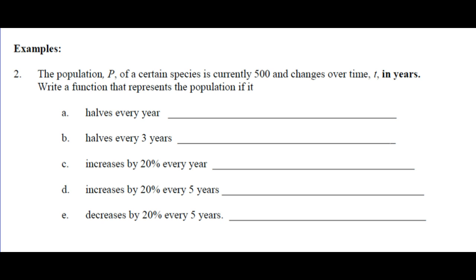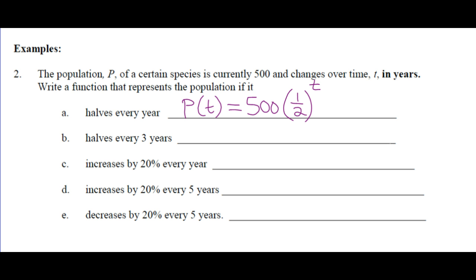Examples. Population P of a certain species is currently 500 and changes over time, t in years. Write a function that represents the population if it halves every year. Okay, so we'll go with P of t, population with respect to time. What's our initial amount? So 500. It's halving. So what do we put in here? 1/2. Okay, and it's doing it every year, and t is in years. What goes up here? Just plain old t, right? Because t is in years, the halving period.